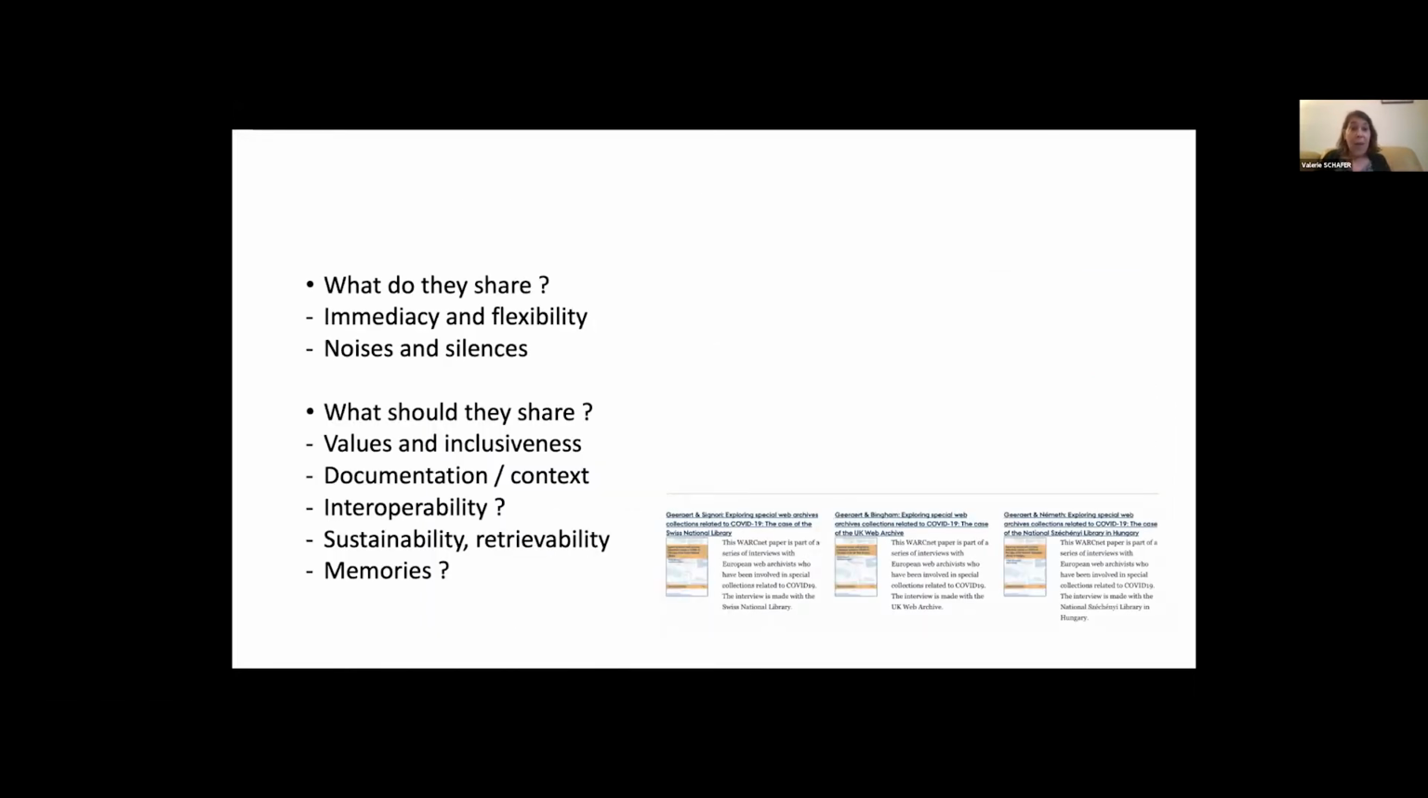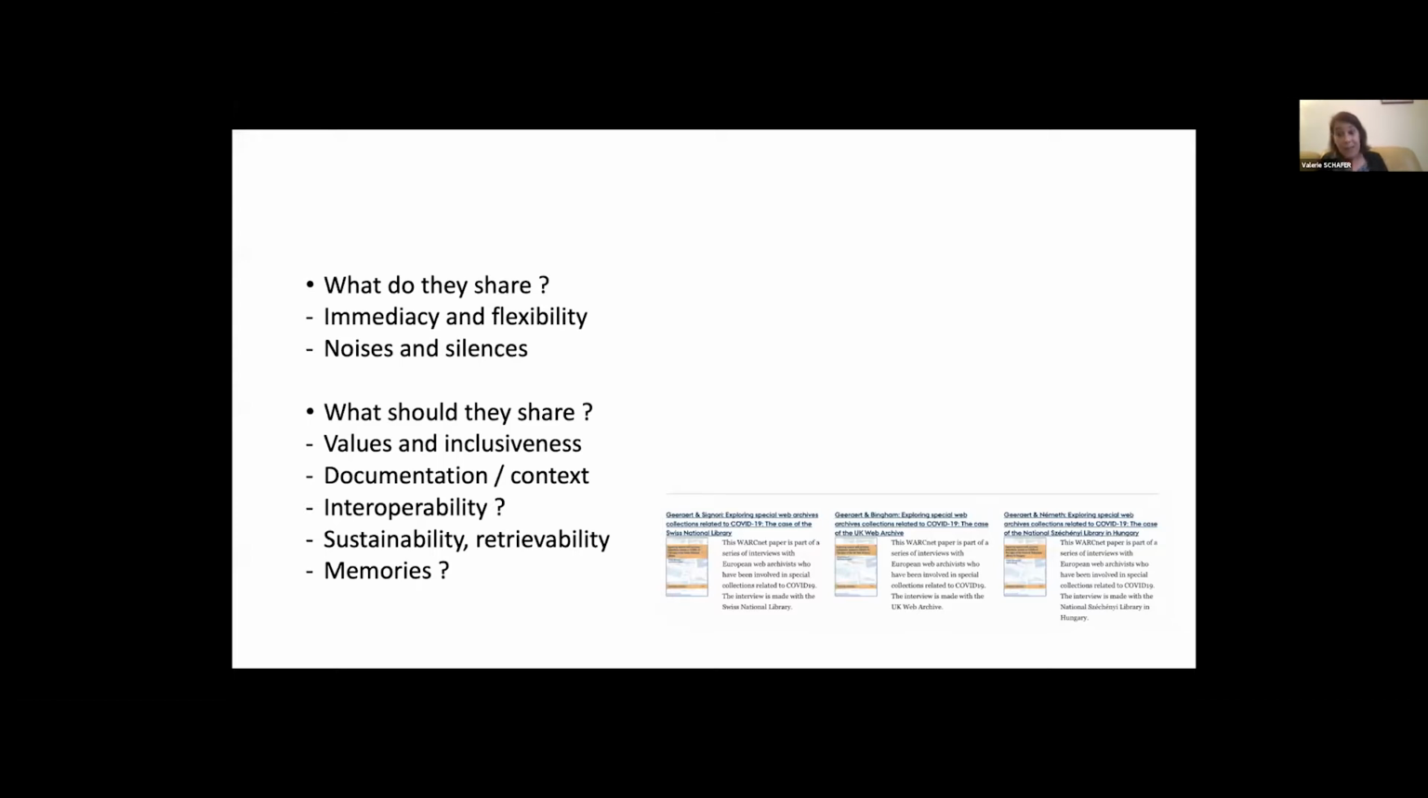To conclude, what do they share? They are very different stakeholders, different interfaces, sometimes platforms that are not archived, but they share immediacy and flexibility. They are in some ways, at some point, living archives, and noise and silences, of course. You miss things and you also have a lot of noise. And what should they share? This is a question for the future.